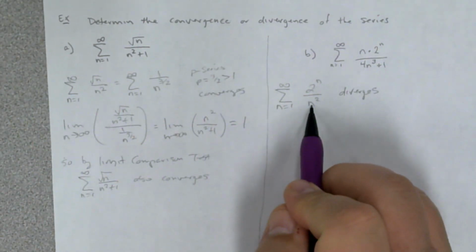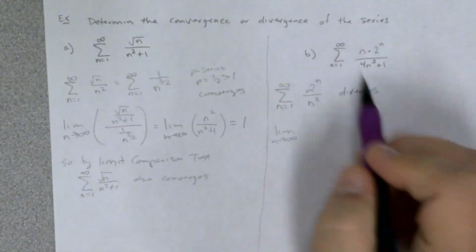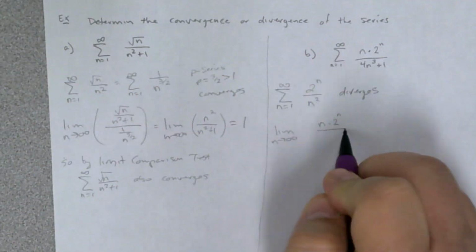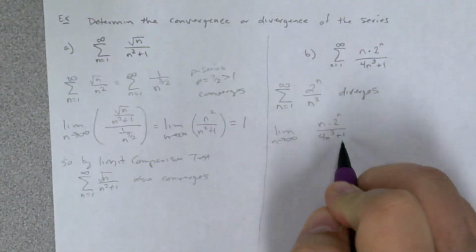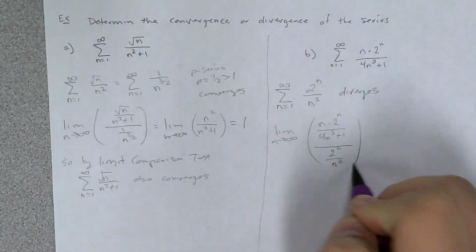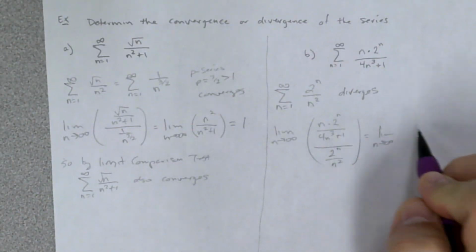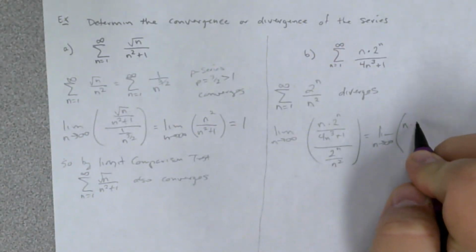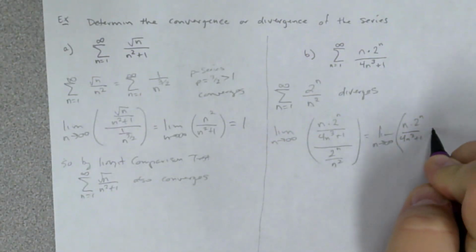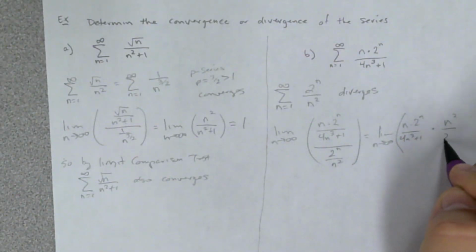Okay, so let's do our limit. As n goes to infinity, again, put the original on top. You can put the original on the bottom if you want. Divided by this. And then we want to clean this up. And over here we'll have n times 2 to the n over 4n cubed plus 1 times this thing over here. So we flip it over and get n squared over 2 to the n.